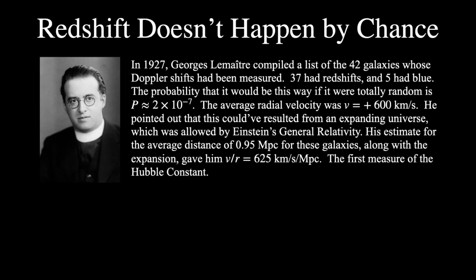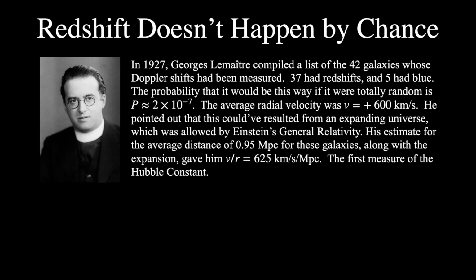And let's just see how probable that is just by chance, because if you took a random sample of the sky, say 42 galaxies, and if it was totally random, you might expect half to be coming towards us and half to be going away from us. But if it's completely randomly distributed velocities, and 37 of them had redshifts and 5 had blue, let's just take this like we had 42 coin tosses. What are the chances that if you flipped a coin 42 times, 37 times it would come up as heads and 5 times as tails?